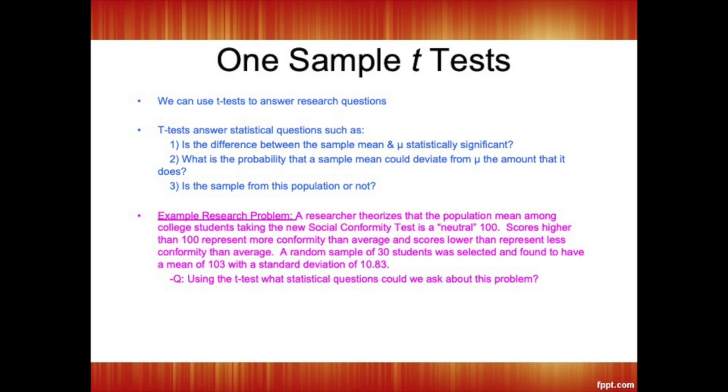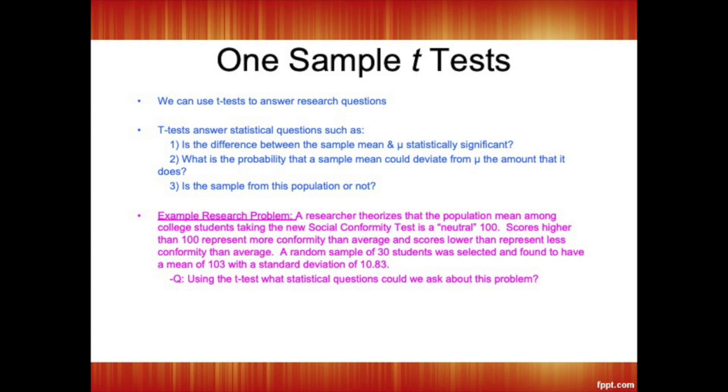Scores higher than 100 represent more conformity than average, and scores lower than 100 represent less conformity than average. A random sample of 30 students was selected and found to have a mean of 103 with a standard deviation of 10.83. Using the t-test, what statistical questions could we ask about this problem?